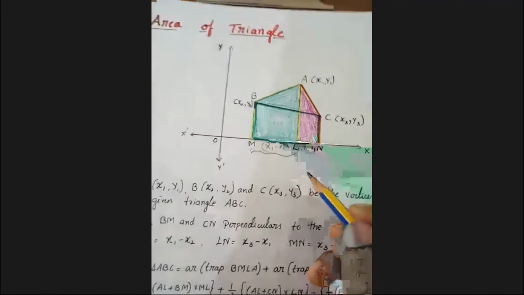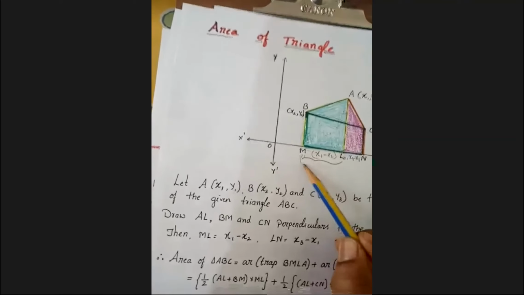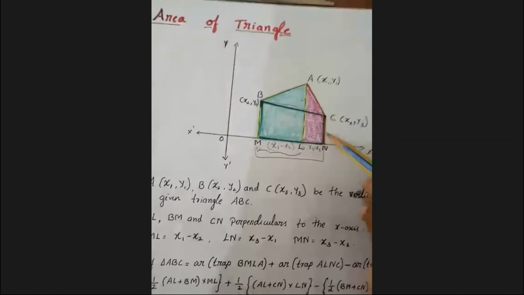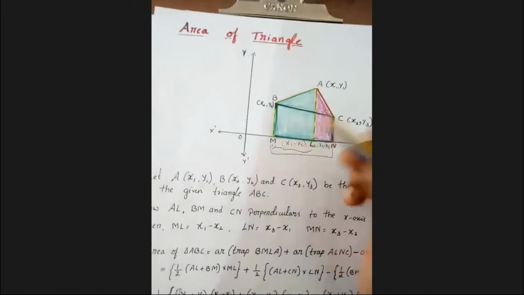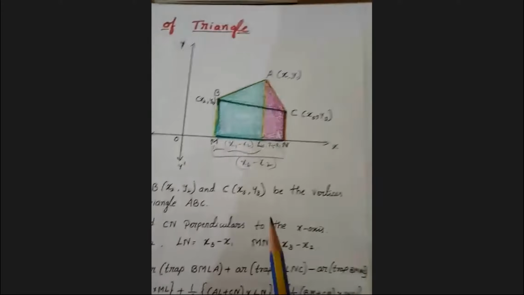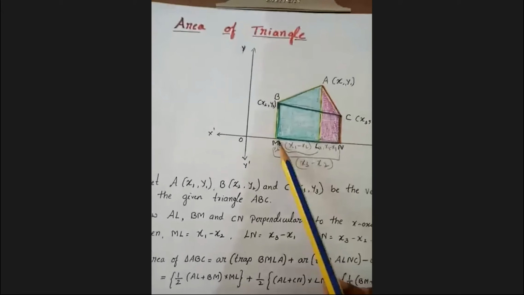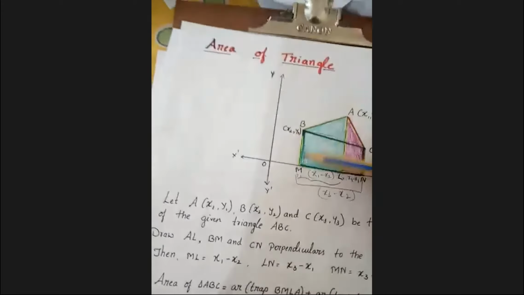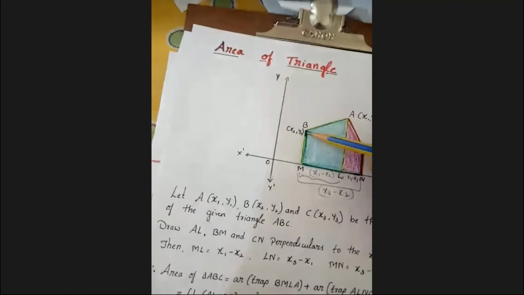Am I clear, children? Same thing, M to N: N is x3 and M is x2, so this is x3 minus x2. So I got all these measurements. Same thing for BM also. Does anyone have a doubt about ML, LN and MN? So already I said the area of a trapezium is, am I audible to everyone?